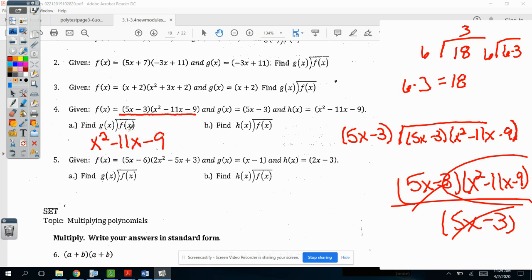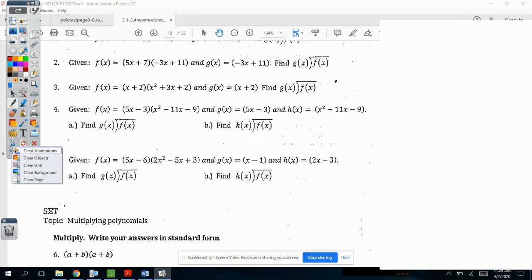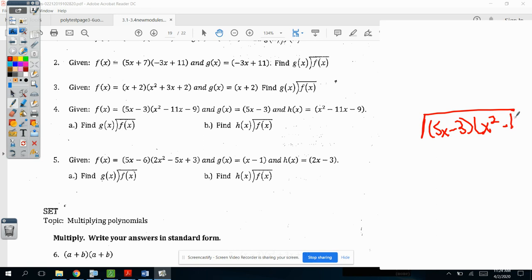Because when you divide, you take out the 5x minus 3, you'll be left with this other factor. The same would be true here with f of x over h of x. This time you have that big 5x minus 3 and x squared thing. I don't want to write it all out. And on the outside, you have the x squared minus 11x minus 9. So those would cancel and you would just be left with a 5x minus 3. The top is just the same as those.